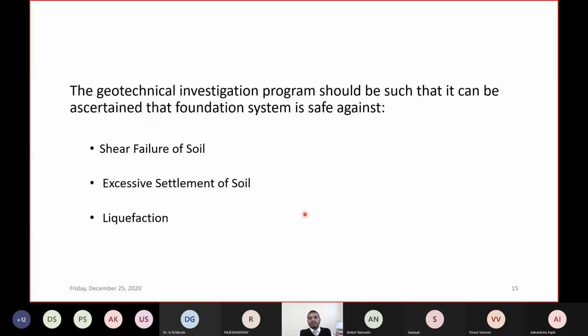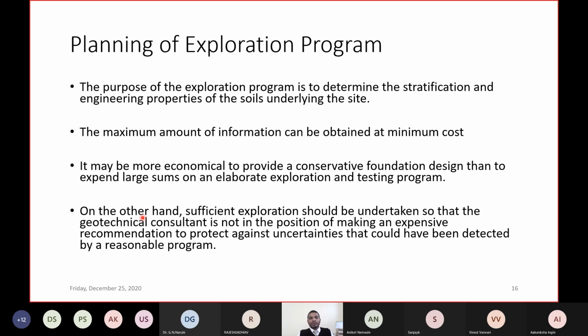A geotechnical investigation program should be such that it can be ascertained that the foundation system is safe against shear failure, excessive settlement and liquefaction. The planning of the exploration program: the purpose of the exploration program is to determine the stratification and engineering properties of the soil underlying the site. The maximum amount of information should be obtained at minimum cost.